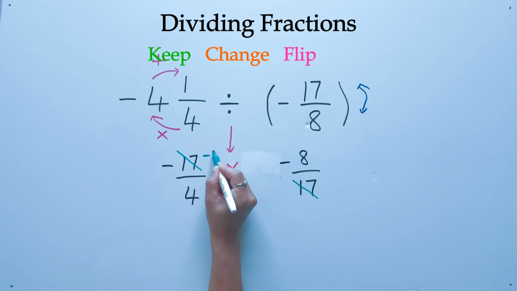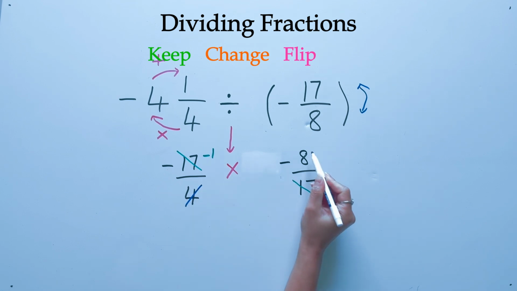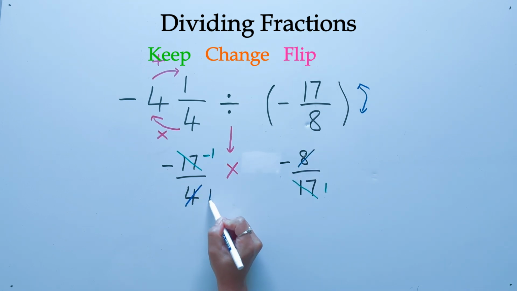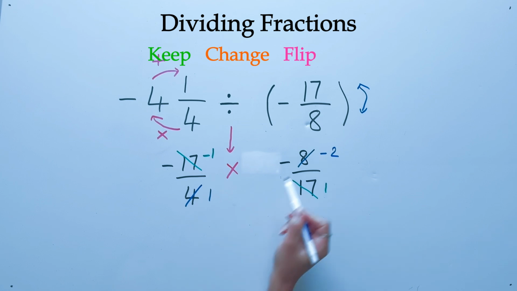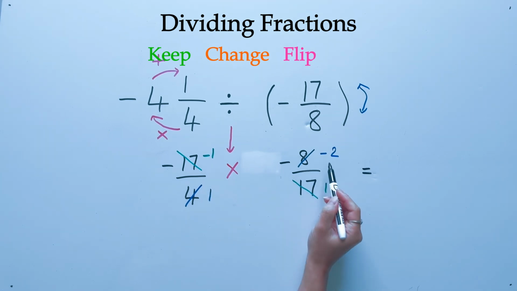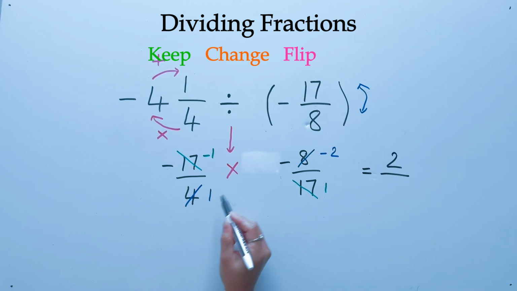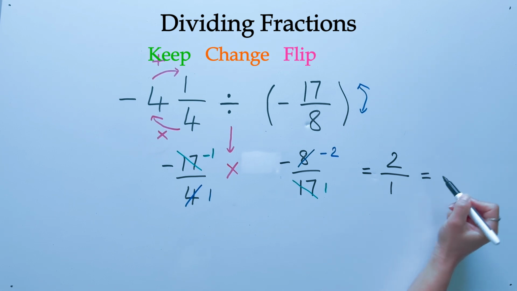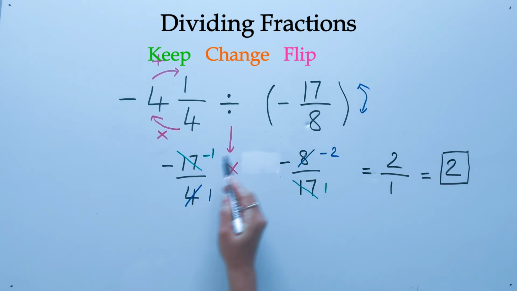So this becomes negative 1 and this becomes 1. And 4 goes with 8. This becomes 1 and this becomes negative 2, because negative 2 times 4 is negative 8. Negative 1 times negative 2 is 2, over 1 times 1 is 1. So the answer is 2. So this is the shortcut here. You simplify before you multiply.